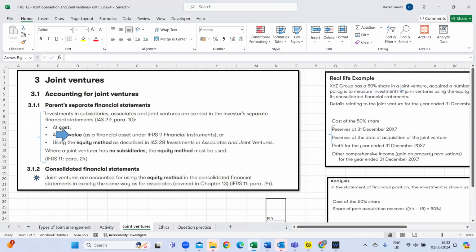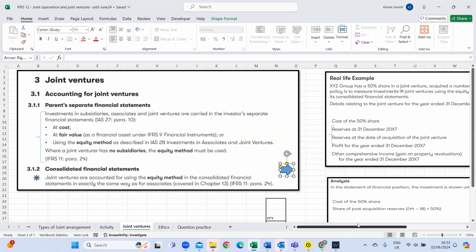made an investment. That investment could be treated at cost, or at fair value, or using the equity method as described under IAS 28. We can use any of them. Where a joint venture has no subsidiaries, the equity method would be used. That's fine for the individual financial statements. But when it comes to the consolidated financial statements, what is expected is to apply the equity method exactly the same way that we treated an associate. Using IAS 28, we do the same equity method to measure the joint venture in the consolidated financial statements.